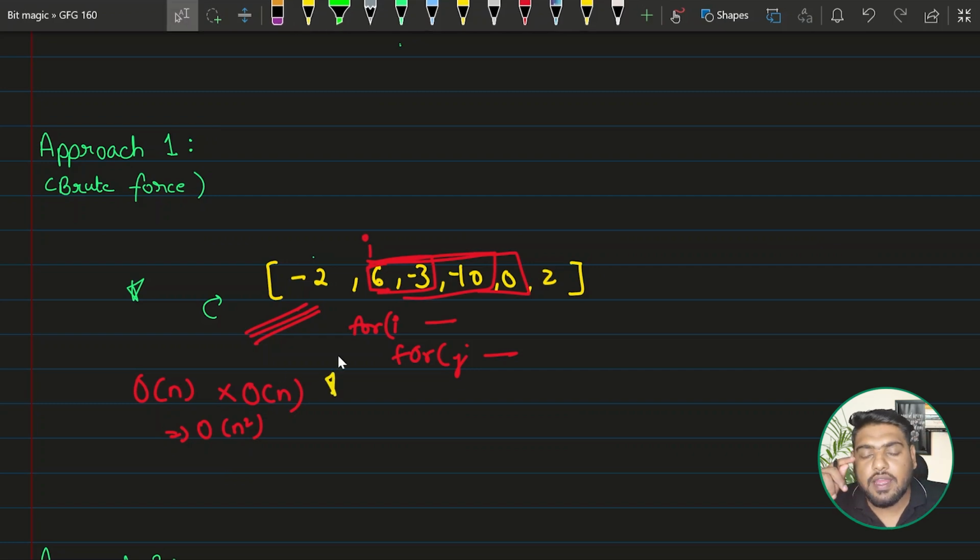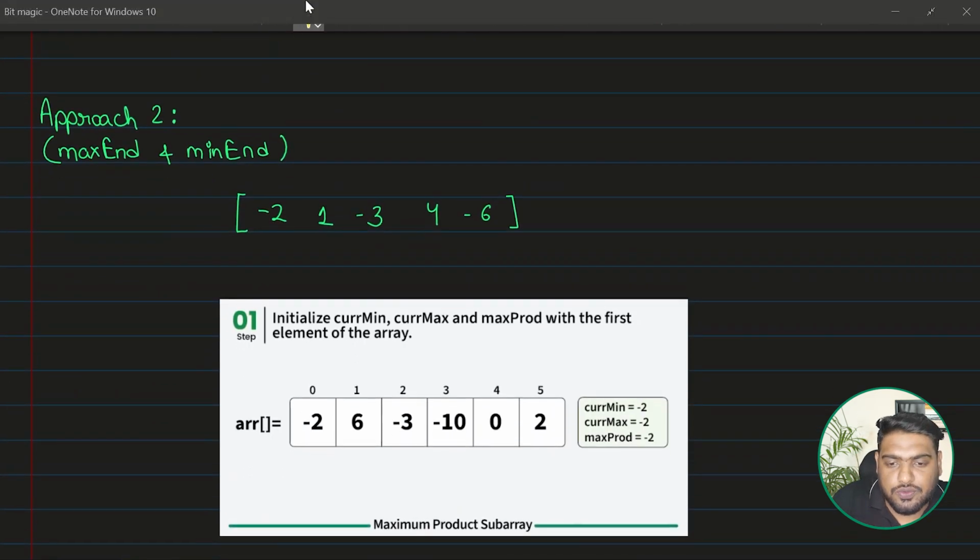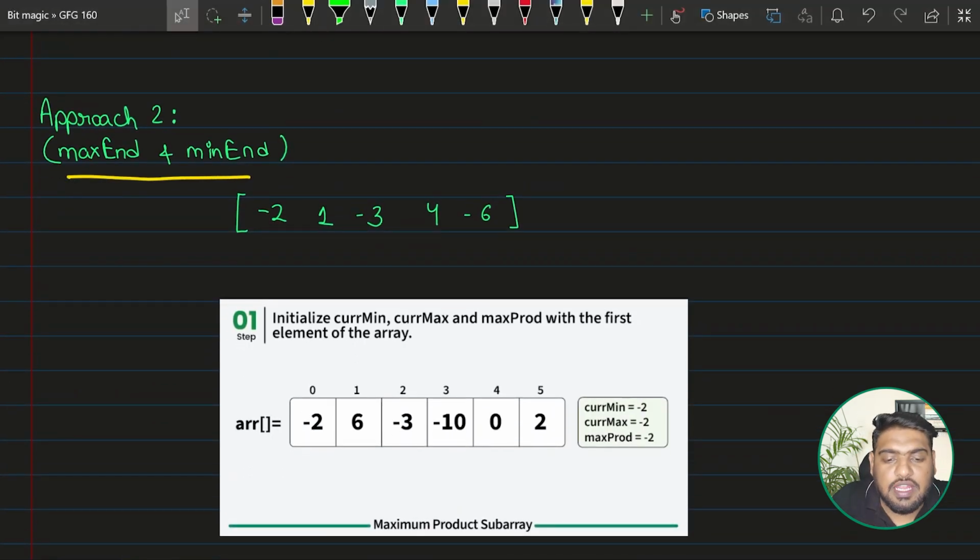Well, if you've already done maximum sum subarray, then you can already start thinking about it, because it is, I won't say the same solution, but it is kind of similar. You can map your thoughts and align your approach accordingly. So coming on to this approach, here we will be keeping track of the maximum ending and minimum ending of this subarray. What do I mean by that?